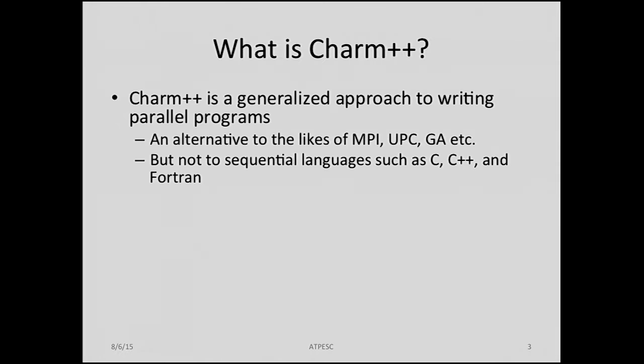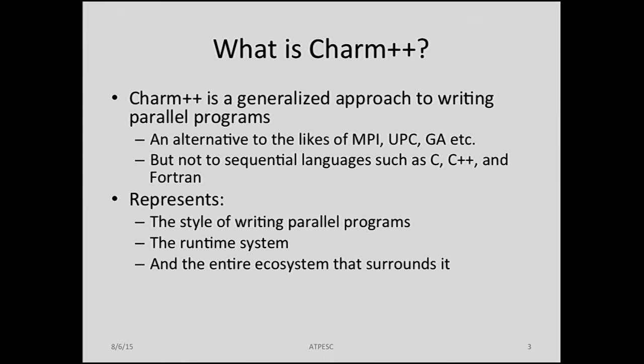So what is Charm++? Well, first, Charm++ is a generalized approach to writing parallel programs. That means it is not a specialized language for one particular type of application. You can think of it as an alternative to MPI or Chapel and so on, but it is not a language, as it's not an alternative to C, C++, and Fortran, for example. It represents a style of writing programs. It has an adaptive runtime system that you'll hear more about, and an entire ecosystem around it with debuggers, performance tuning, performance analysis programs, and so on and so forth.